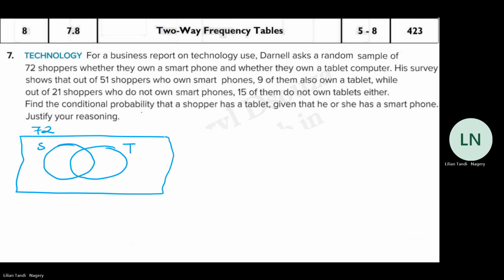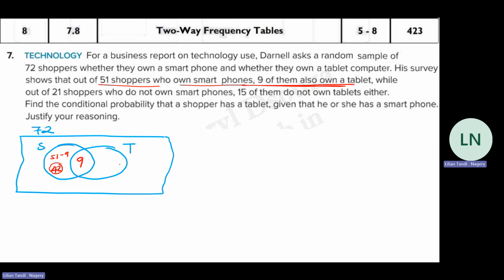So his survey shows that out of 51 shoppers who own smartphones, 9 of them also own a tablet. How do I get the number here? I do 51 minus 9. And that should give me 42. So 42 people own smartphone only. Okay, let's continue reading.